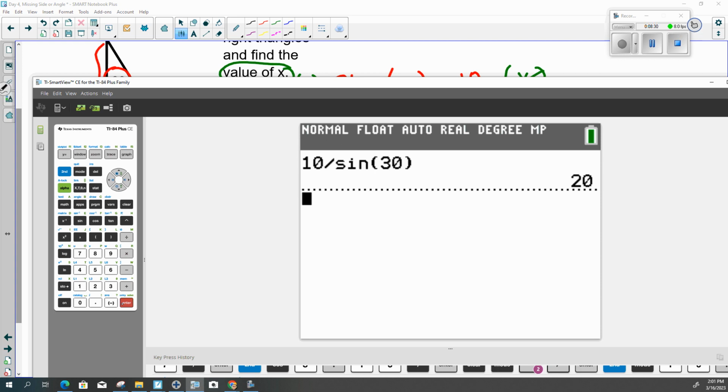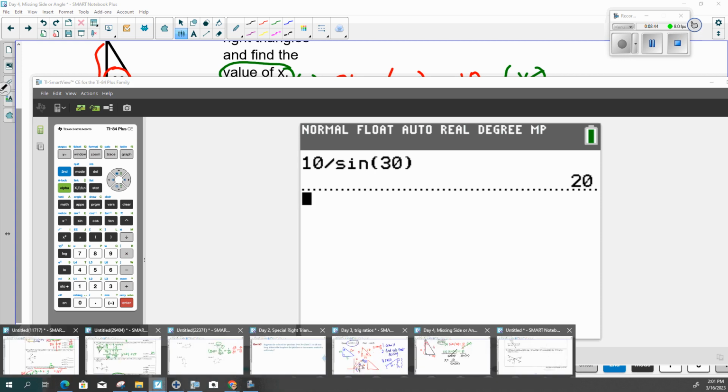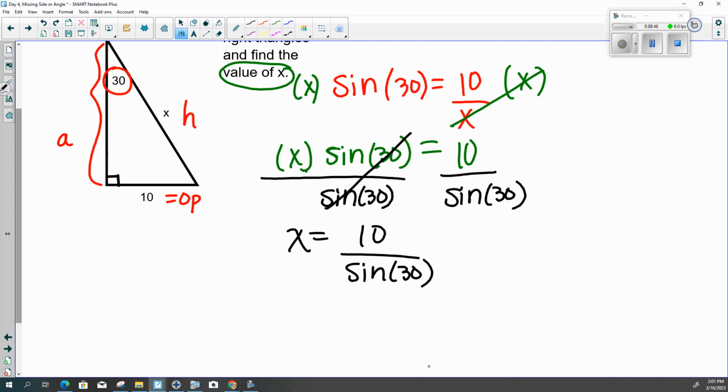So sine just means it's a ratio of the opposite side to the hypotenuse. So all these are ratios that with right triangles, they can help you find missing sides or missing angles. Okay, so back on this one, we found the x equals 20. That's not a surprise if you remember the 30, 60, 90 rules. We know that the short leg times 2 is the hypotenuse.